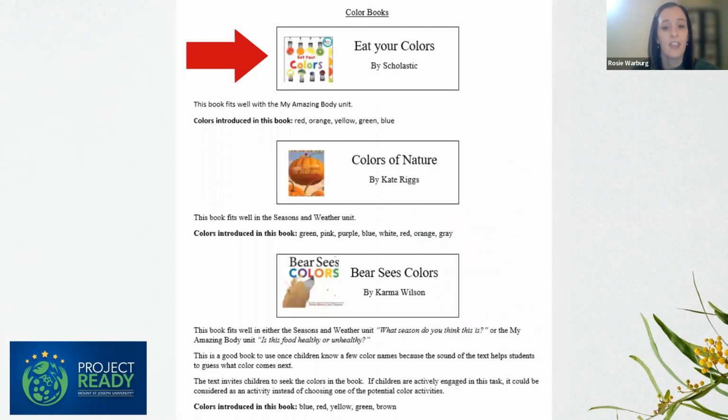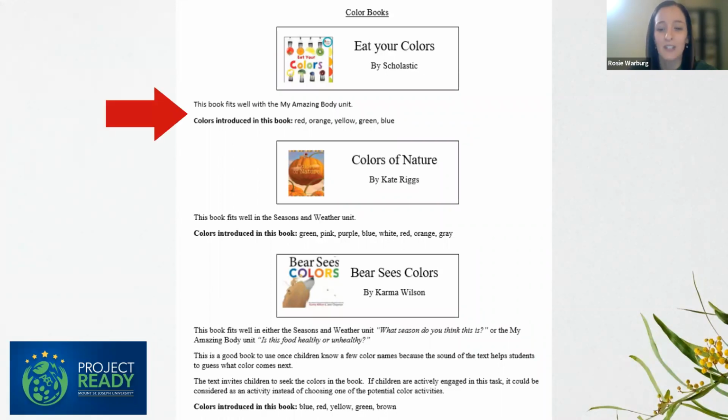So within our basic concepts manual, you'll see there's a list of books for each of those concepts. So there's a list of color books, shape books, opposite books, and relative size books. And we've included a picture of the book to help you find that book pretty easily, whether you're trying to purchase it or looking for it at the library. There's a picture of what it looks like to help you identify if that's the book we're referring to.